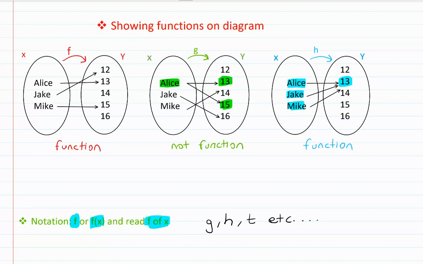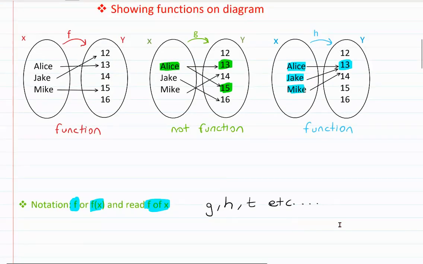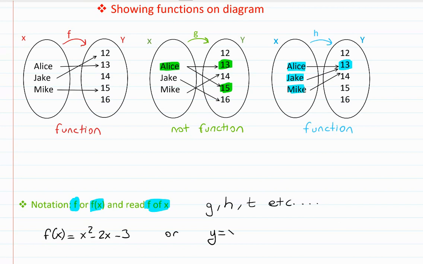Let's say we have f of x. Let me give you an example here. Let's say we have f of x equals x squared minus 2x minus 3, or we can write it y equals x squared minus 2x minus 3. I'm trying to show you we can say f of x equals or y equals. Or similarly we can say h of x equals something, or y equals the same thing.